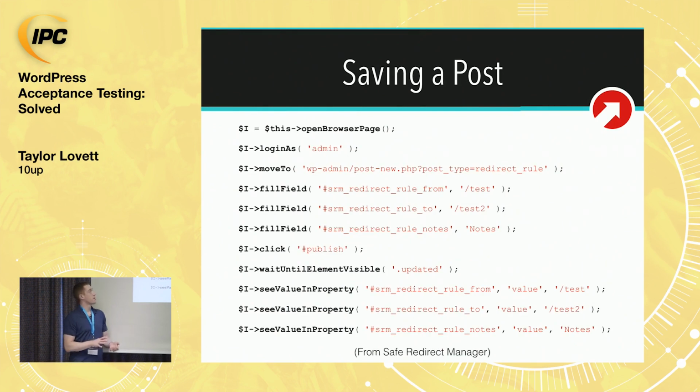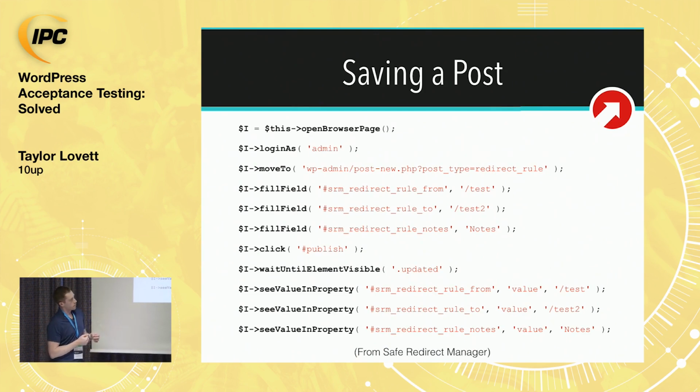So here's another example. In this one, we are saving a post. Again, we are opening a browser page, and we're logging in as the user admin. I'm navigating in WP admin to this post-new.php page. Essentially, this is a custom post type redirect rule, and we're navigating to the creator for that custom post type so we can create a new redirect rule.